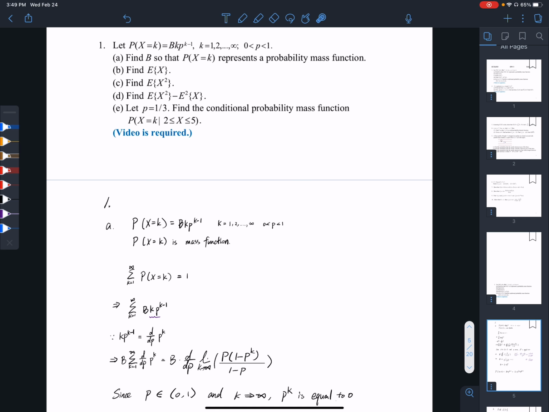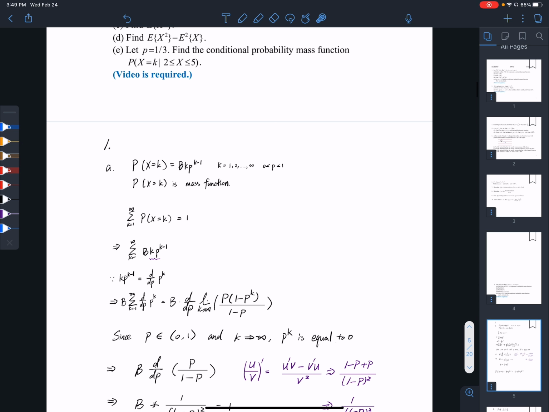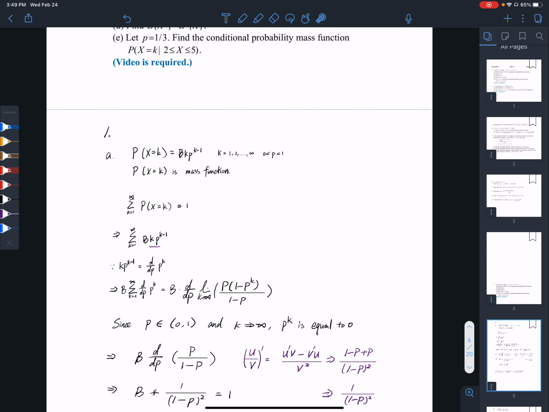function. So for question A, we can see the probability of X equal to k is equal to b times k times p to the power k minus 1. We know that the total probability, the sum for k equal to 1 to infinity, is equal to 1, since it's a mass function. So we can put the equation here: the sum of b times k times p to the power k minus 1 is equal to 1.